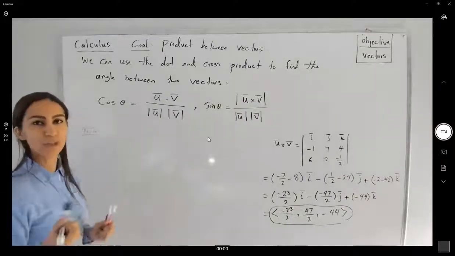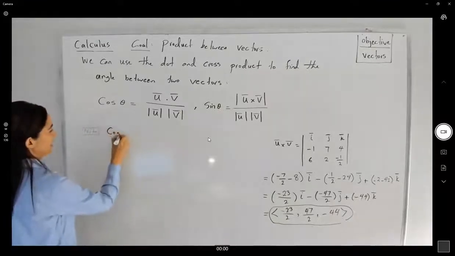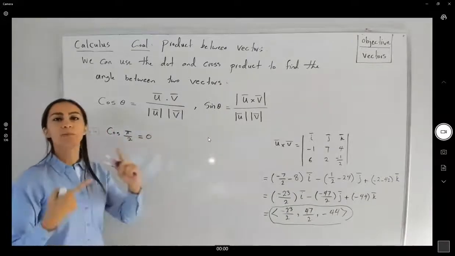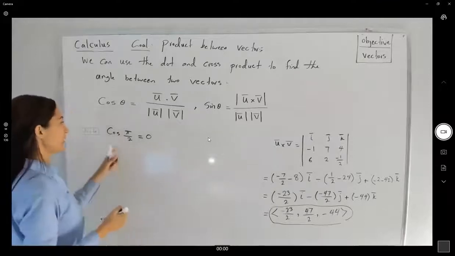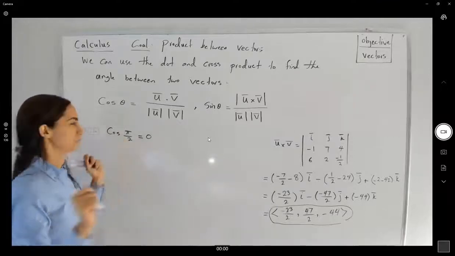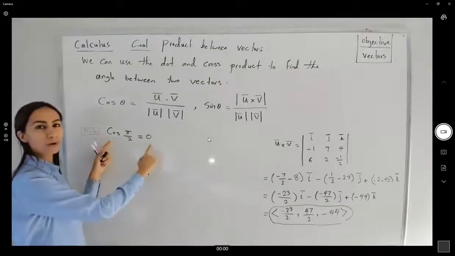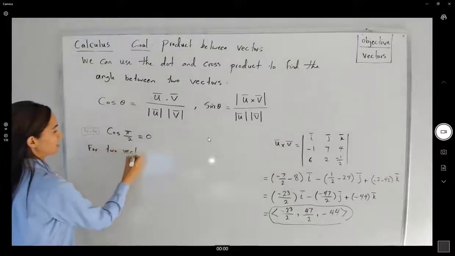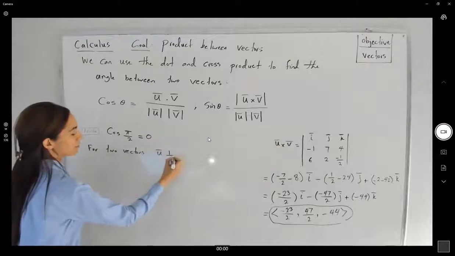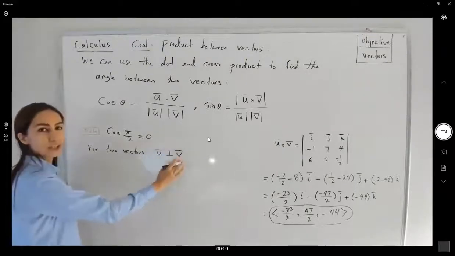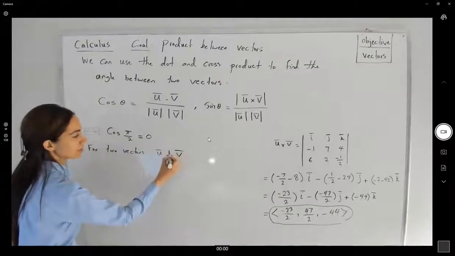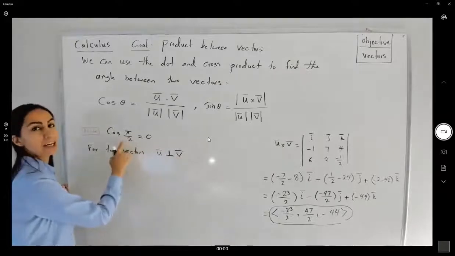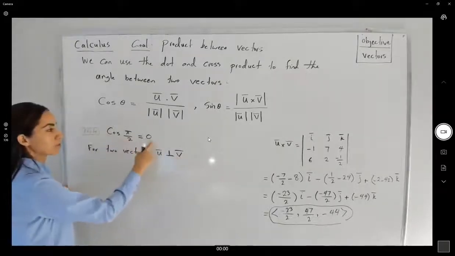cosine of pi over 2 is 0. So if you have two perpendicular vectors, the angle between them is pi over 2. And cosine of pi over 2 is equal to 0. For two vectors like u and v, when they are perpendicular to each other, the angle between them is pi over 2, and the cosine of pi over 2 is equal to 0.